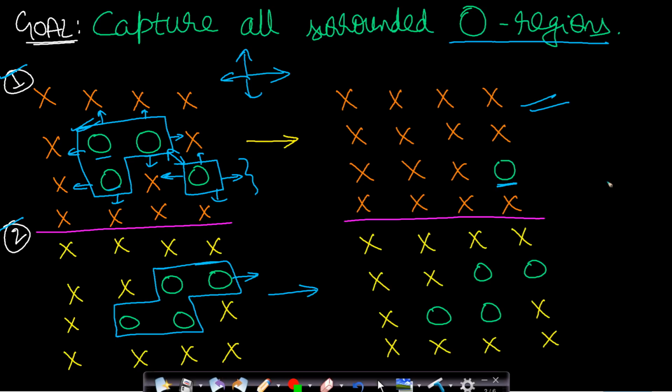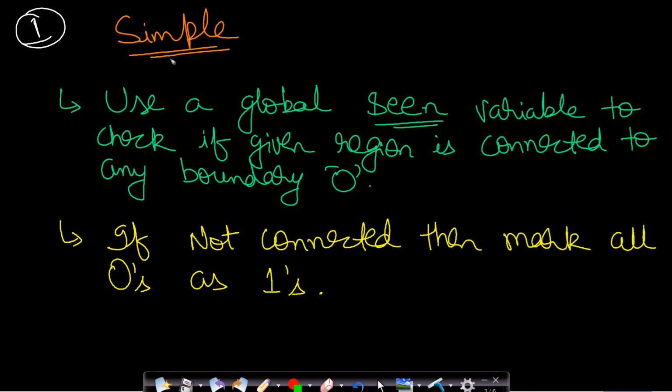I will explain two methods here. The first one will be a simple approach and the second one will be a tricky approach. So let us now look at the first algorithm. The first one is a simple approach where we will use a global scene variable to check if the given region is connected to any boundary zero. Otherwise, if not connected, then we will mark all the zeros with x values.